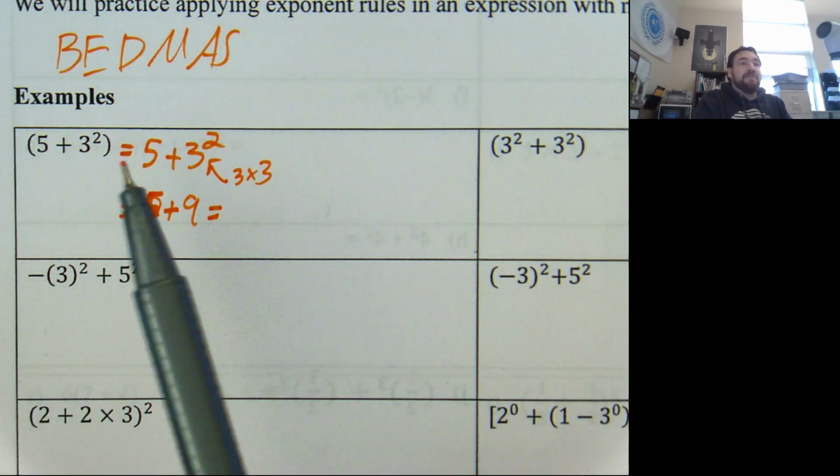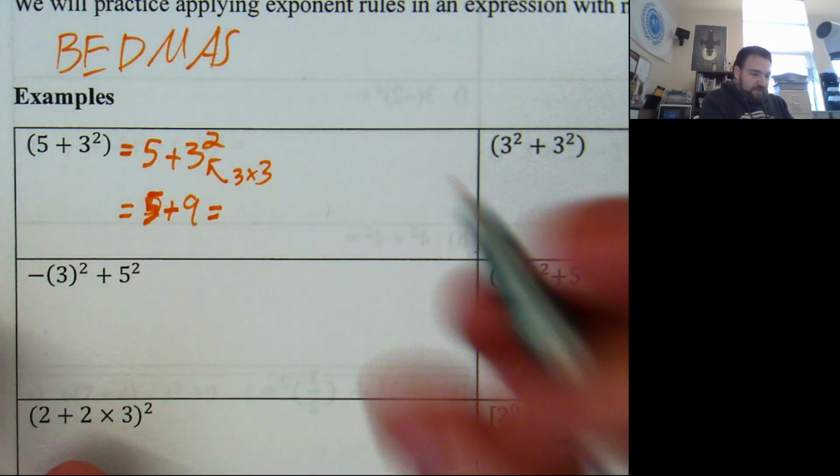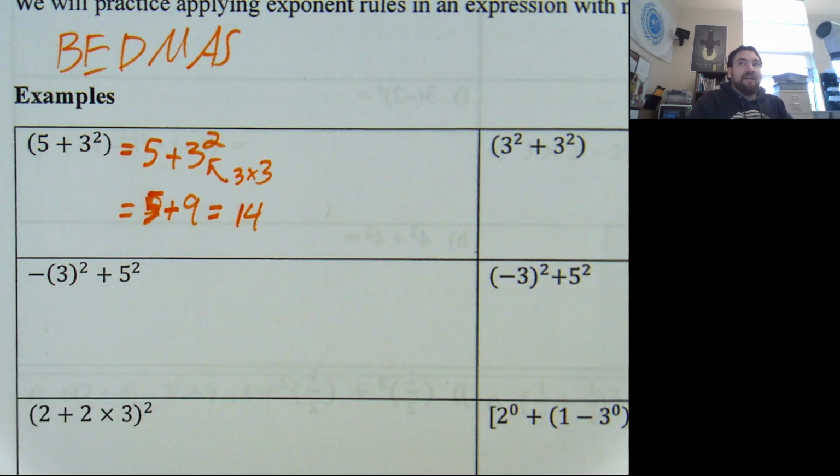And then the last piece, 5 plus 9 is? 14. And we're done.